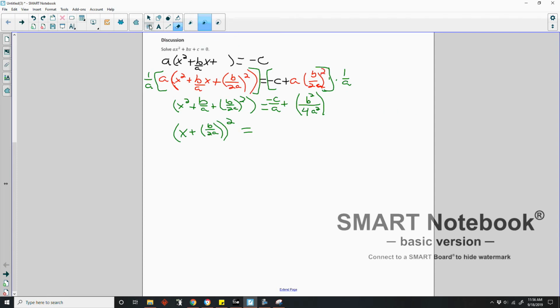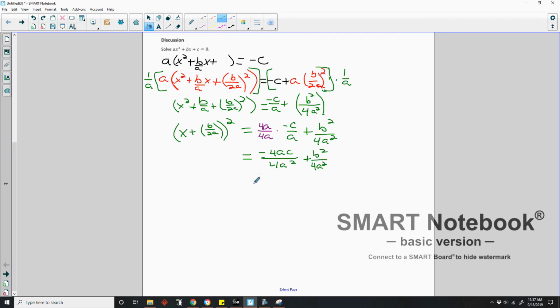So I need to multiply negative c over a times 4a over 4a. I'm going to show my work. So it's 4a over 4a times negative c over a plus b squared over 4a squared. So when I multiply these, I'm going to get negative 4ac over 4a squared, okay, plus b squared over 4a squared.